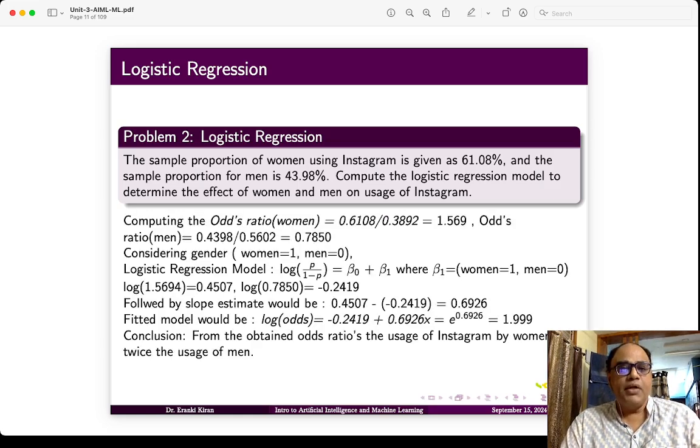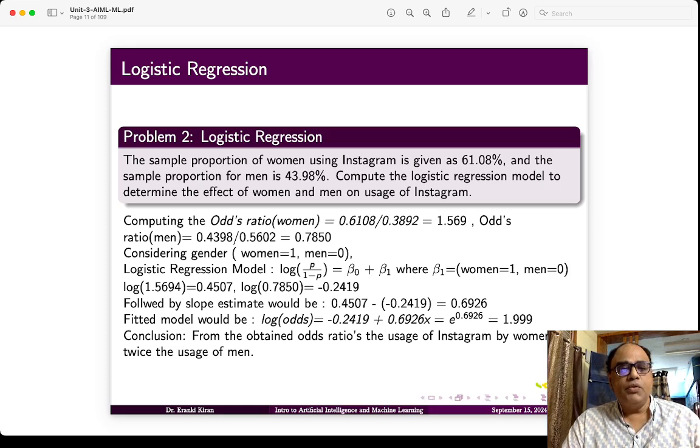So we again apply the odds ratio. We compute the odds ratio for women, that is 0.6108 divided by 0.3842. If you subtract 1 minus this, the odds ratio for men is going to be 0.7850. So considering gender, women to be 1 and men as 0, again apply beta naught plus beta 1 and substitute them in the log value.